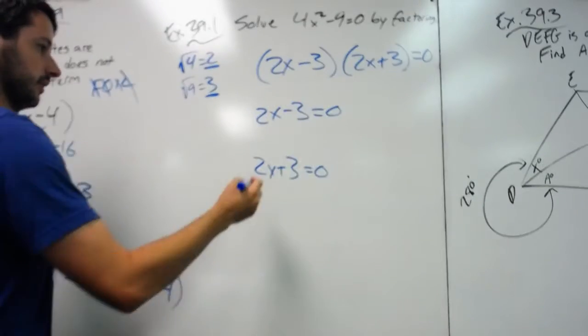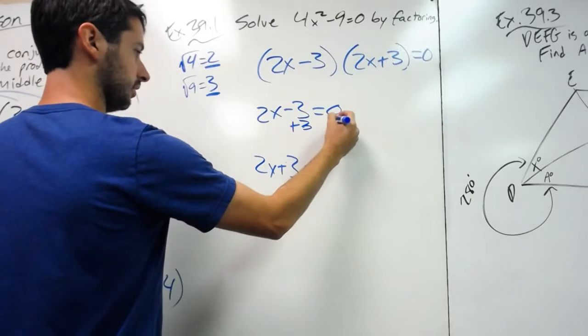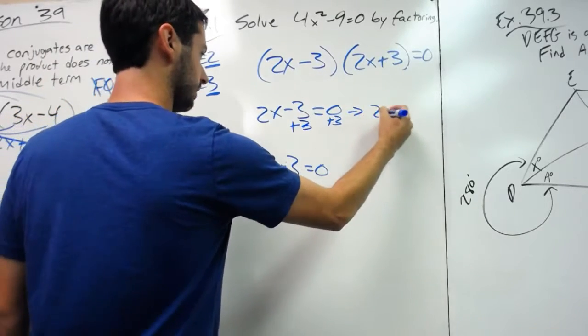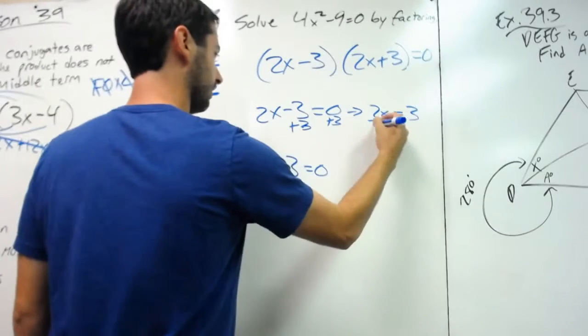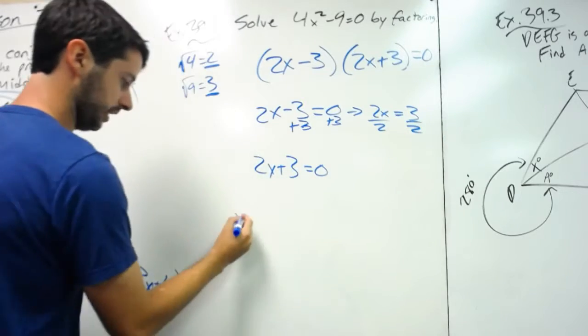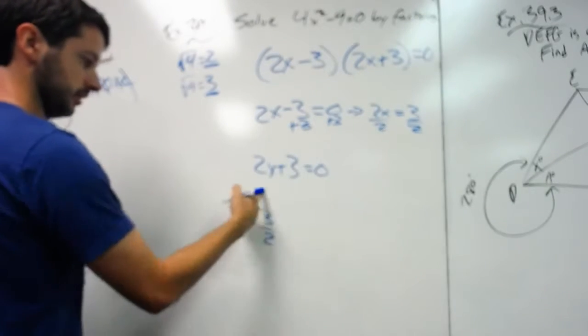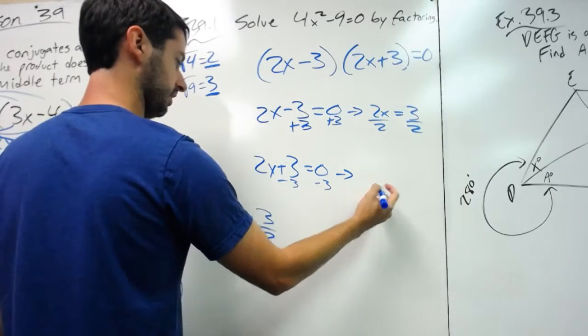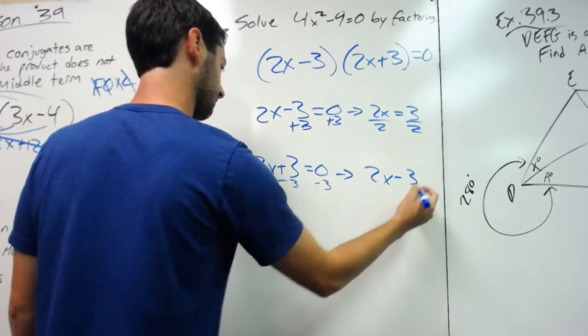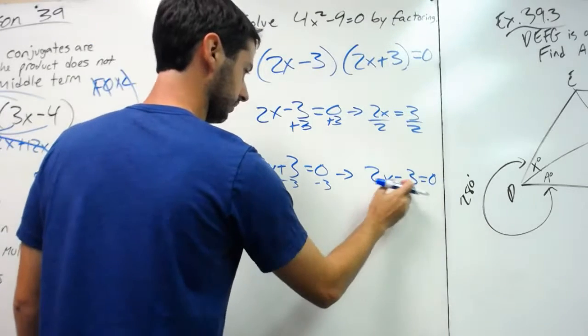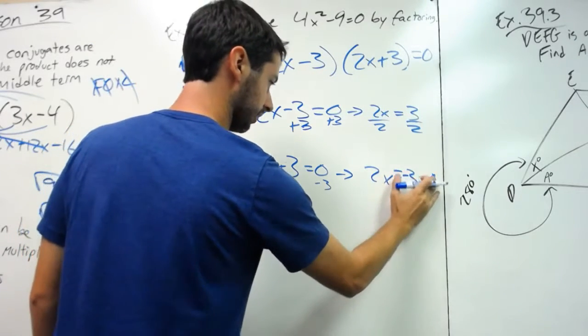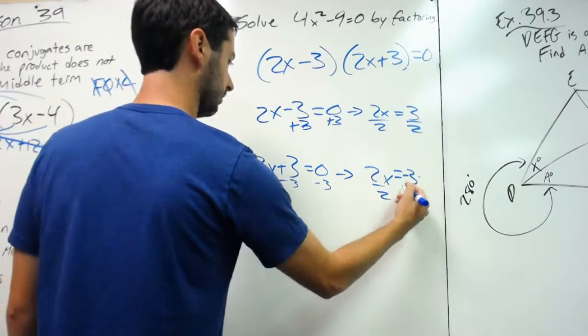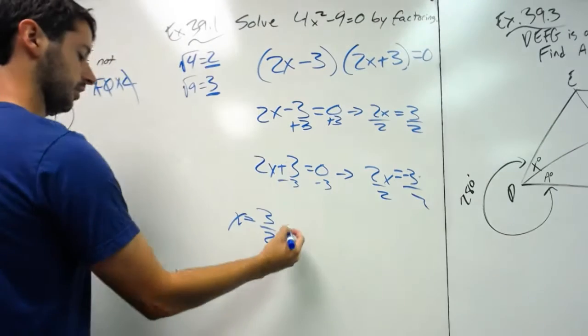And we solve for x. Add 3. We get 2x equals 3, divided by 2. So I would have x equals 3 halves. Subtract by 3. So over here that would be 2x plus 3 equals 0, 2x equals negative 3, sorry. Divide by 2. And what do you notice?